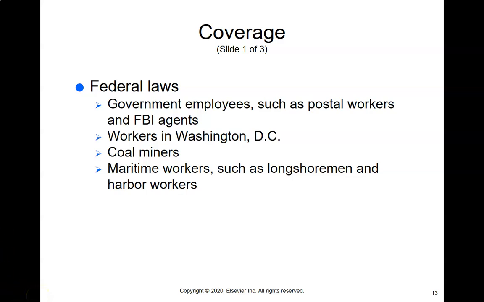Coverage. Federal laws. Employees who work for federal agencies are covered by a number of federal workers' compensation laws. These programs are provided through an exclusive funding system and are administered through the Office of Workers' Compensation Programs, the OWCP. They are government employees such as postal workers and FBI agents, workers in Washington, D.C., coal miners, maritime workers such as longshoremen and harbor workers. Each of these groups are governed by specific laws and acts.